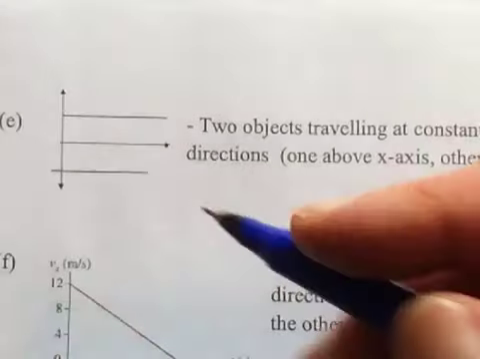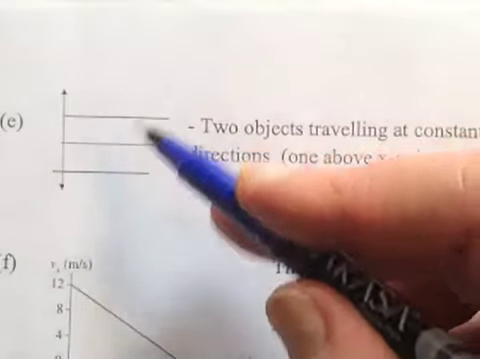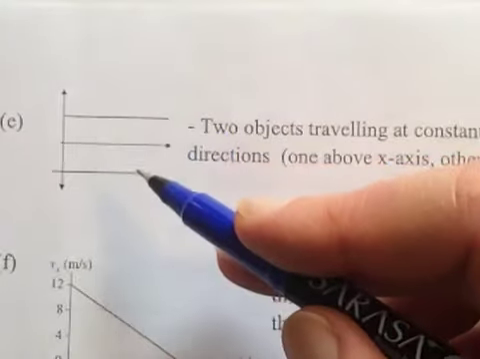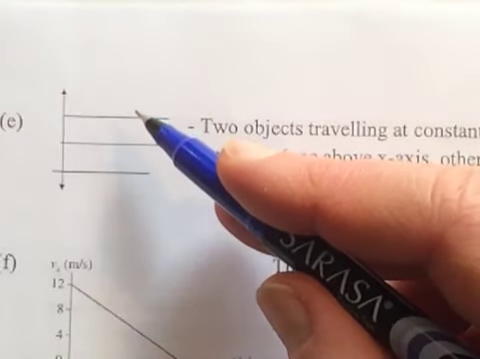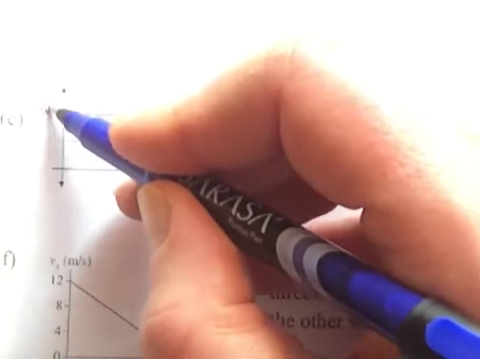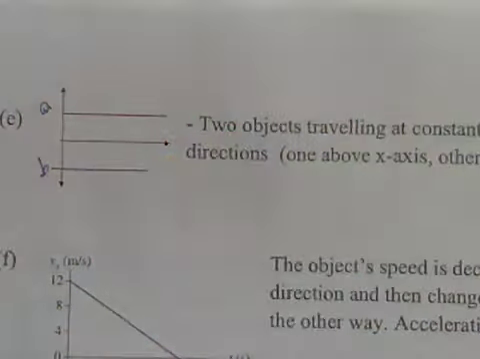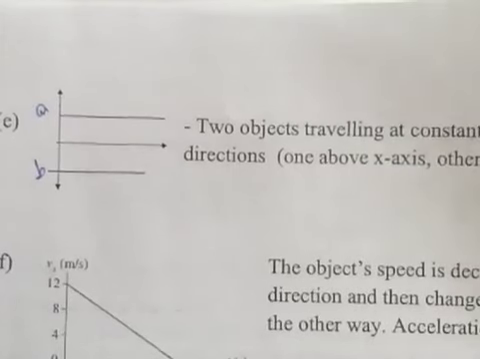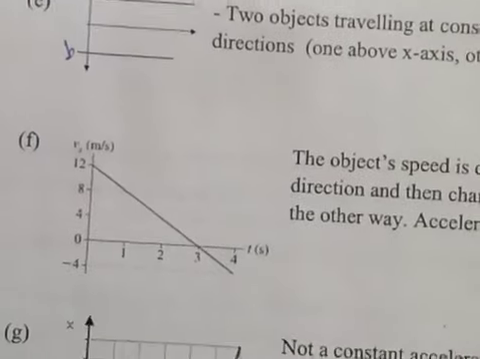Next one, this is the one where they're on opposite sides. So still not accelerating, traveling at a constant speed, but one is traveling in a positive direction and the other is traveling in a negative direction. So A and B, okay? But still constant speed, but opposite direction.